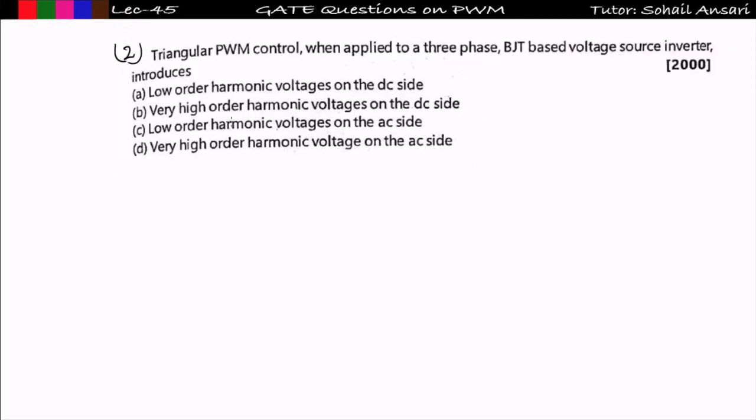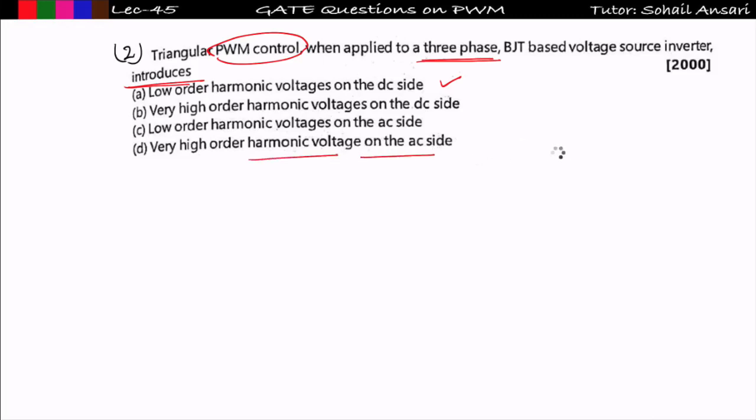See the second question. Triangular PWM control when applied to a three-phase BJT based voltage source inverter. Again, it is three-phase. No need to worry about that. Just see what is happening. The PWM technique is done, and the option given is lower order harmonics voltage on AC side. No. What does the PWM technique introduce? It introduces higher order harmonics on the AC side.